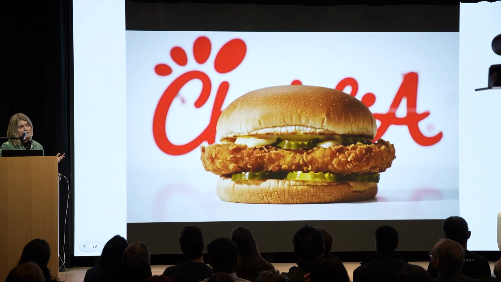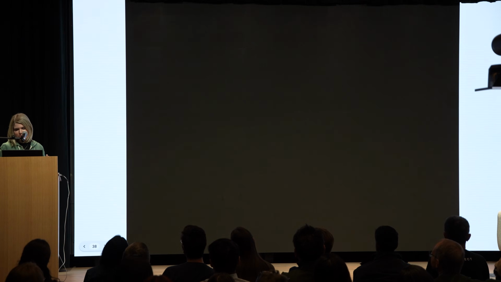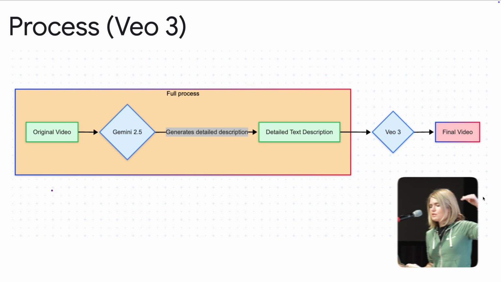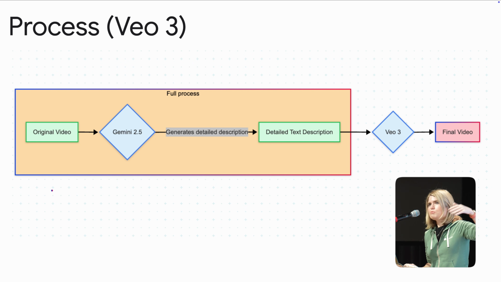Which I thought was pretty good. I was very pleased with the chill guitar music, but the process with VO3 got a little bit better. So you just give the video to Gemini 2.5, it generates the prompt, which you give to VO3. And this is what it looked like in June.